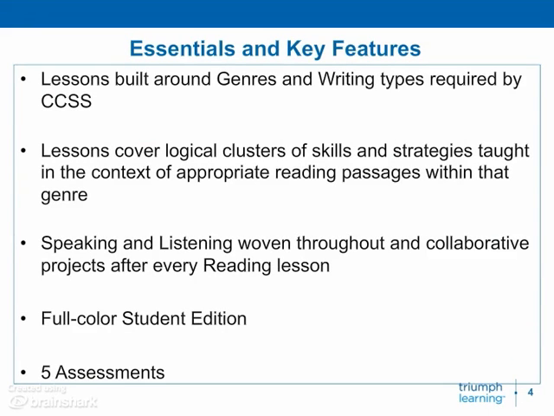C3 for high school has a variety of key features throughout the teacher's manual, as well as in the student edition, that offer multiple levels of support. The lessons are built around the genres and writing types required by the Common Core state standards, and these lessons cover a logical cluster of skills and strategies taught in the context of an appropriate genre. The lesson plans for speaking and listening projects emphasize the communication, collaboration, and presentation skills outlined in the Common Core state standards. The student edition is in full color, which makes it visually engaging. Five assessment opportunities help teachers gauge student progress throughout the program.